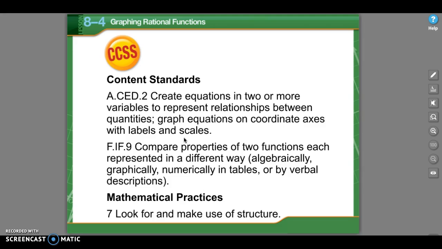And the second content standard says compare properties of two functions, each represented in a different way, algebraically or graphically or numerically through a table or by a verbal description. And our mathematical practice that we're going to focus on is looking for and making use of structure within the problem.